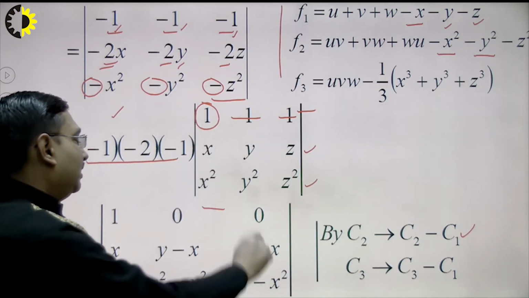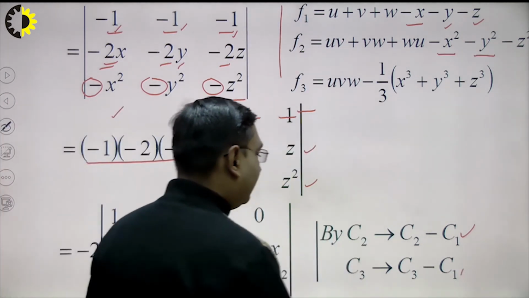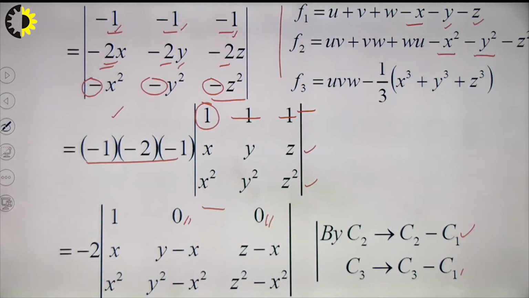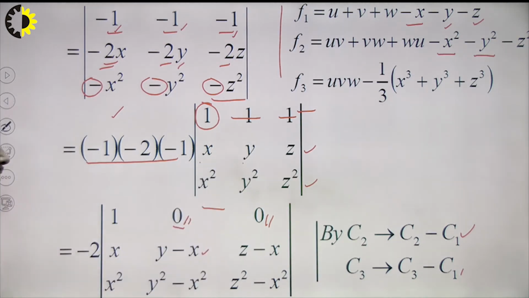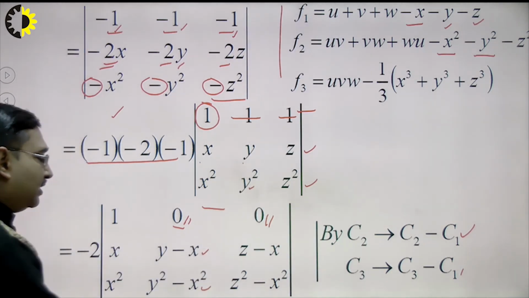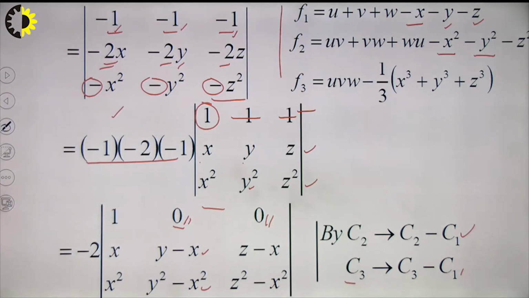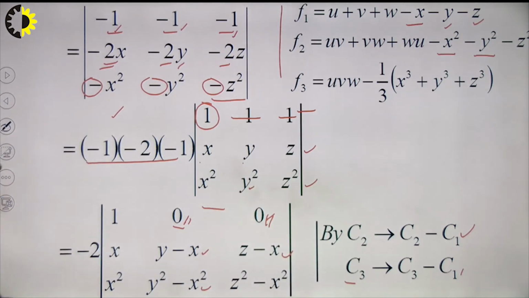C2 replaced by C2 minus C1 will give here 0. C3 replaced by C3 minus C1 gives 0 here also, and the transformations will be applied in remaining elements as well. By C2 minus C1, this is 0, this becomes y minus x. This becomes y square minus x square. By this transformation, C3 replaced by C3 minus C1, this becomes 0, this becomes z minus x, and this becomes z square minus x square.